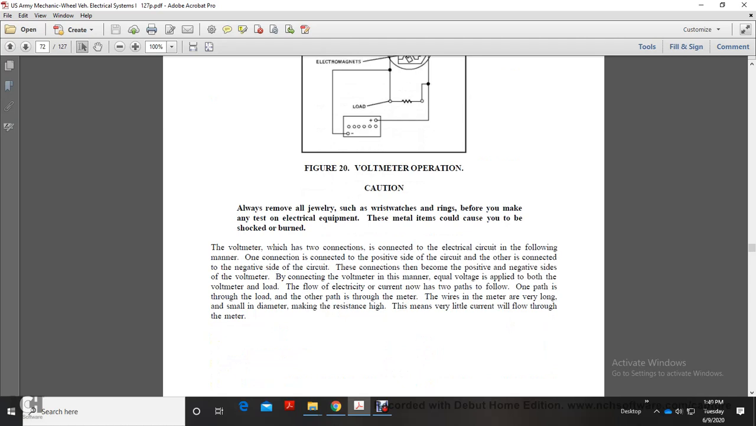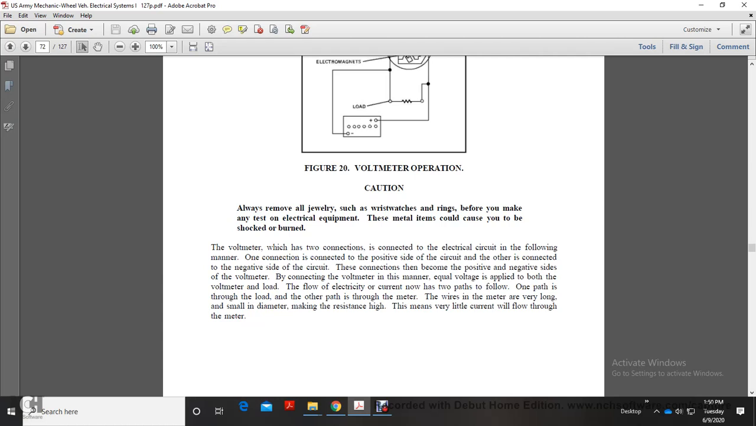Caution. Always remove jewelry, wristwatches, and rings before you test any electrical equipment. These metal items can cause you to be shocked or burned. The voltmeter has two connections to the electrical circuit, connected in the following manner. One connection is connected to the positive side of the circuit, the other to the negative side of the circuit. These connections then become the positive and negative sides of the voltmeter.